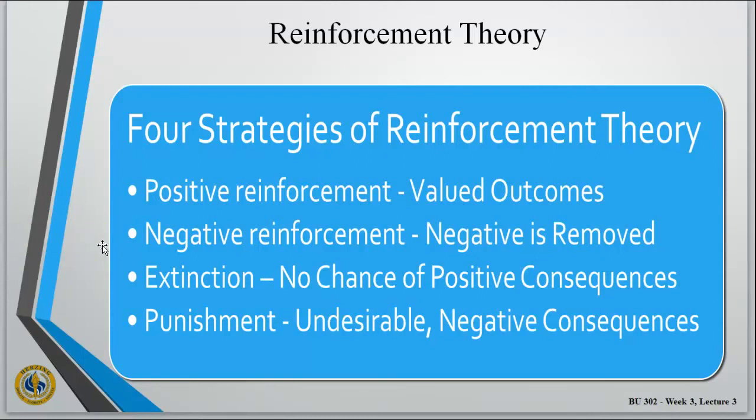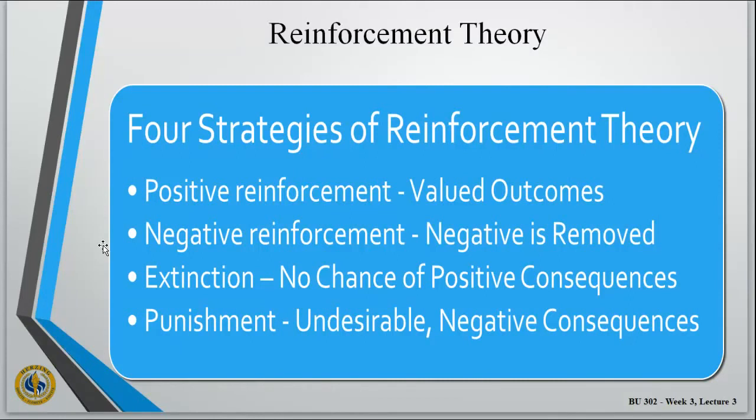So the four strategies are positive reinforcement, which is a pleasurable, value-based outcome for the behavior. The behavior is reinforced or rewarded. And we have negative reinforcement, which is not really viewed as a reward, but not a punishment. It strengthens or reinforces a desired behavior and increases the chances that the same action to remove the negative consequence will be repeated.